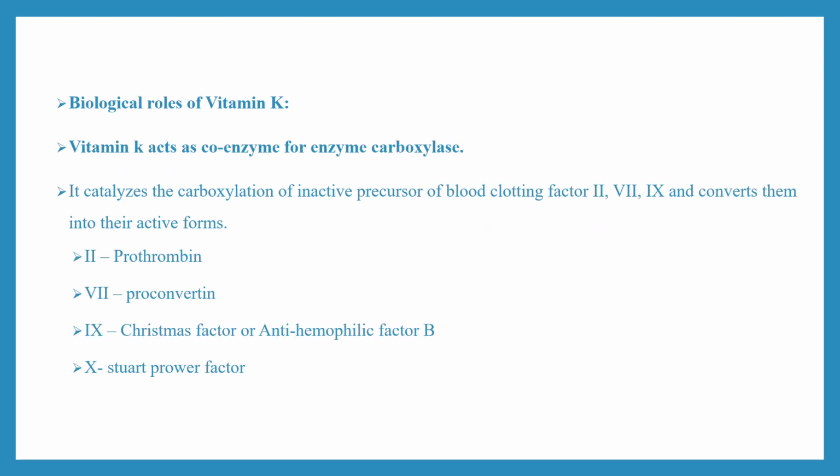Biological roles of vitamin K. This vitamin K acts as a coenzyme for the enzyme carboxylase. In this carboxylation process, the inactive precursors of blood clotting factors 2, 7 and 9 are converted into active forms. Here, blood clotting factor 2 is converted into prothrombin, 7 is proconvertin, 9 is Christmas factor and 10 is Stuart-Prower factor.